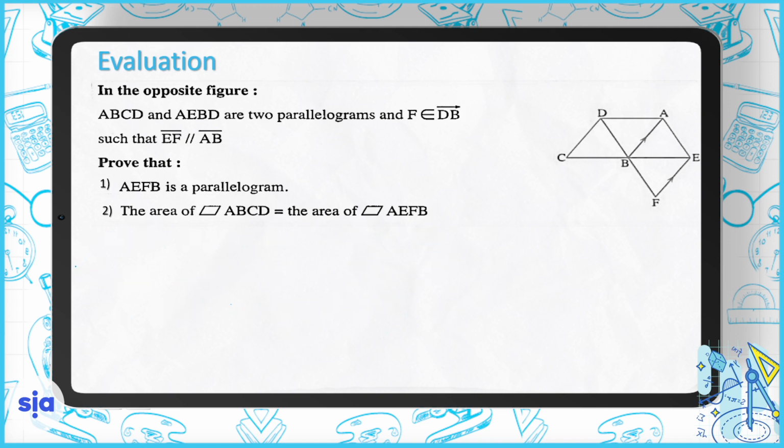After we prove that AEFB is a parallelogram, the second part, the question here wants me to prove that the area of ABCD is equal to the area of AEFB.